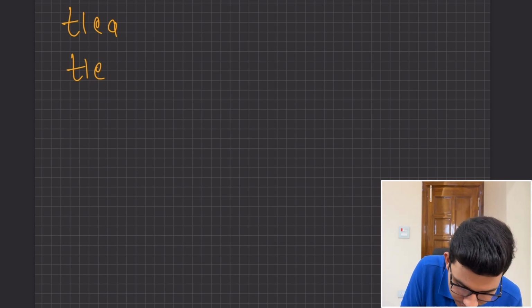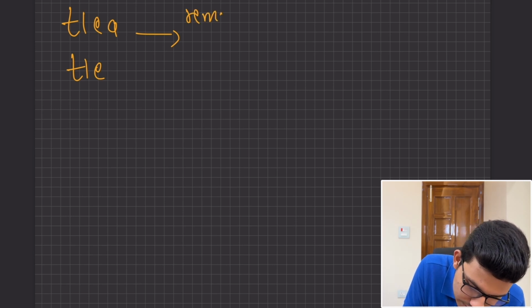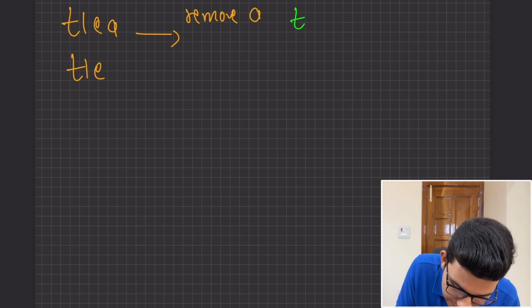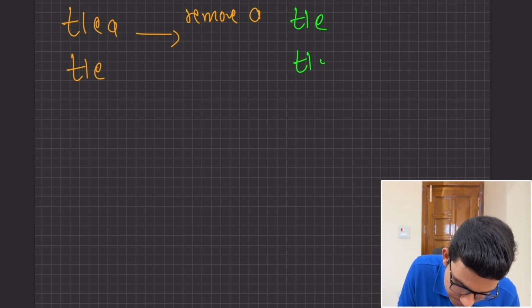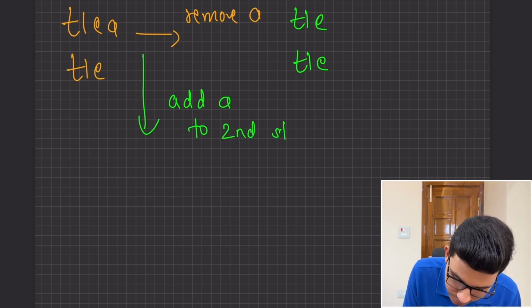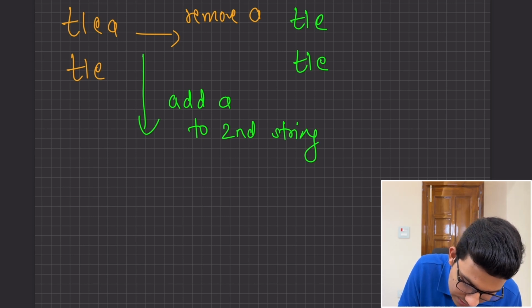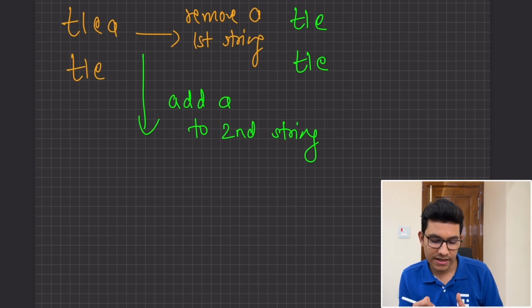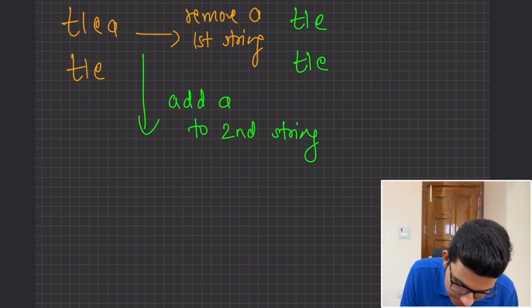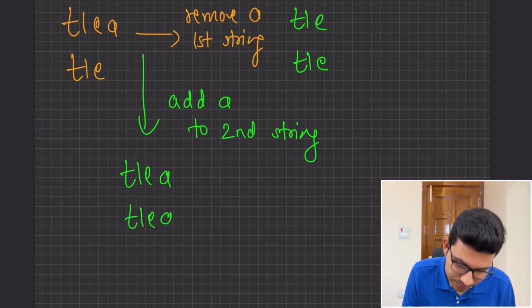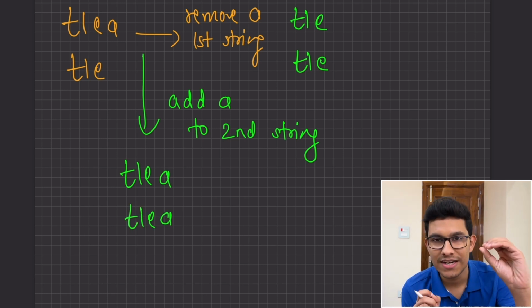So let's suppose we have, one is remove A. Okay, you remove A from the first string, what will you get? You will get TLE and you will get TLE. Okay, another case is where you add A to second string. In the first case, you removed A from the first string and you got TLE. And in the second case, I'm saying add A to the second string. So you will get TLEA and TLEA.